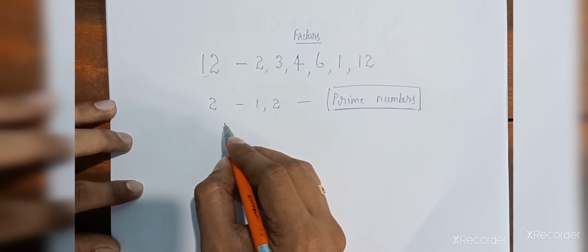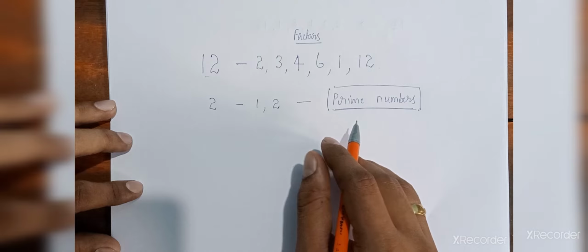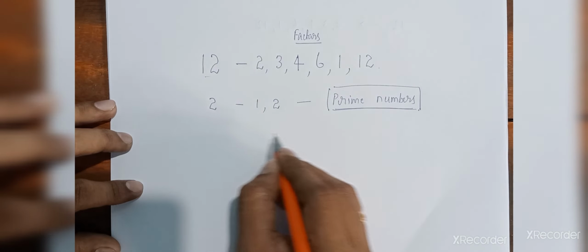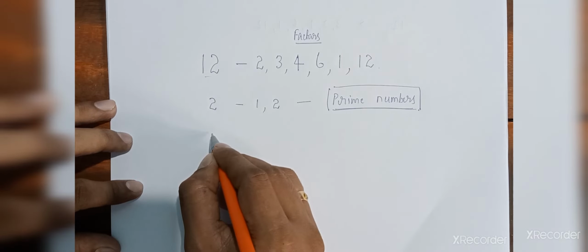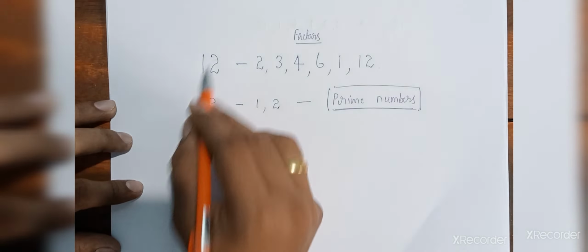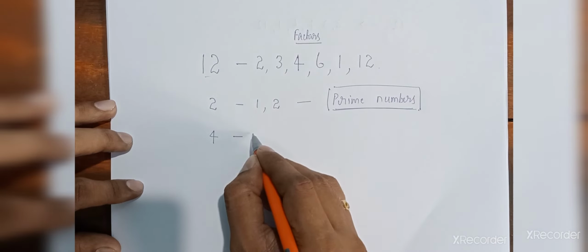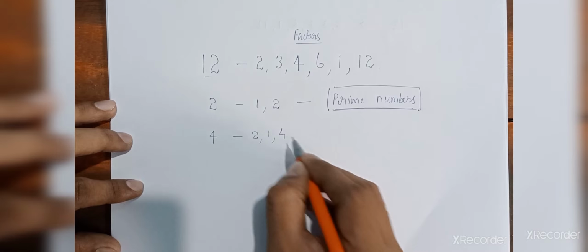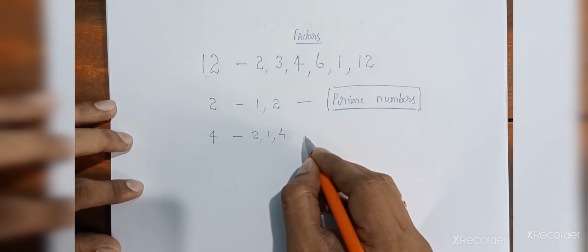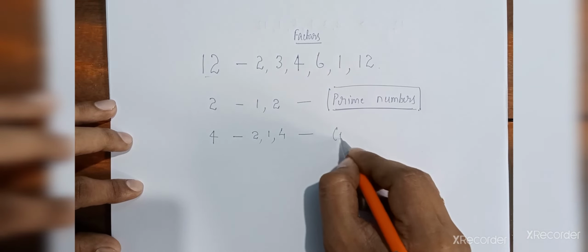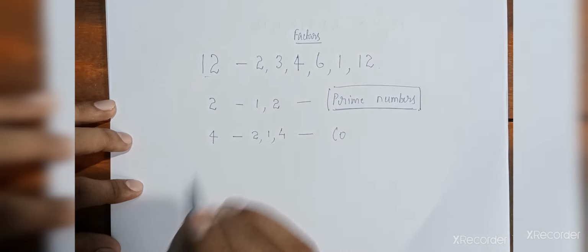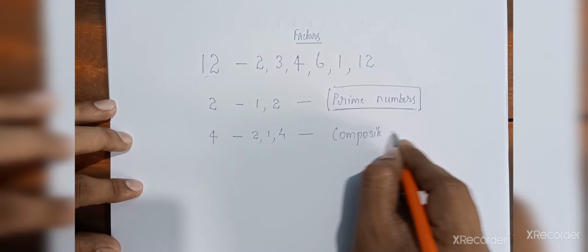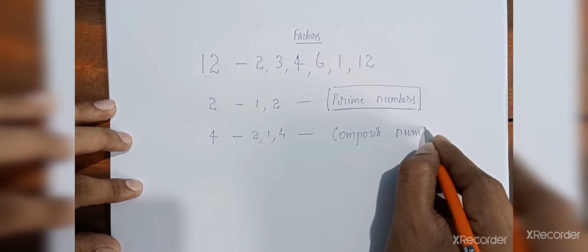So what are composite numbers? Just opposite to this. Any numbers which are not prime numbers are known as composite numbers. So for example, this 12, or example 4. Which are the factors of 4? 2, 1 and 4. So any numbers having more than two factors are known as composite numbers.